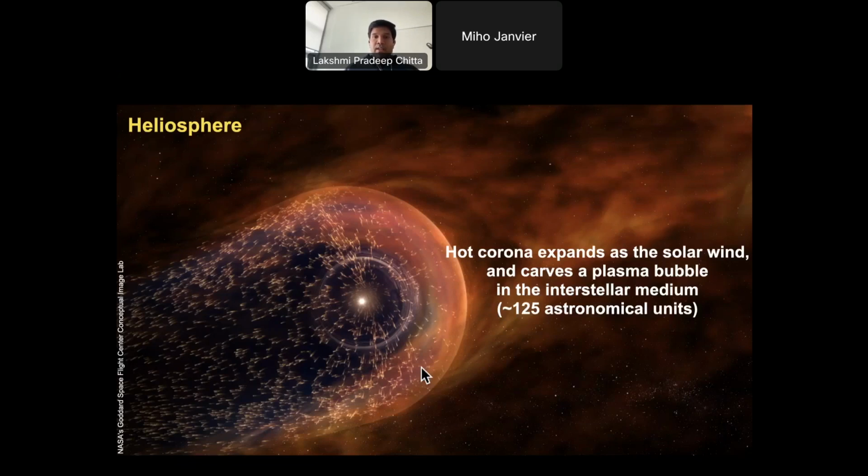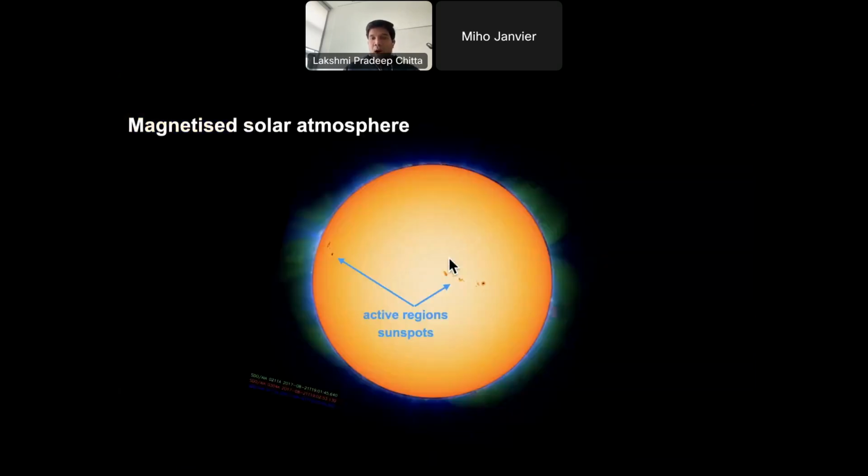So you can see in this artistic impression how the interstellar medium and the solar wind plasma bubbles are being interfaced at this location. Now, how all this is being created is the major question that we are after.